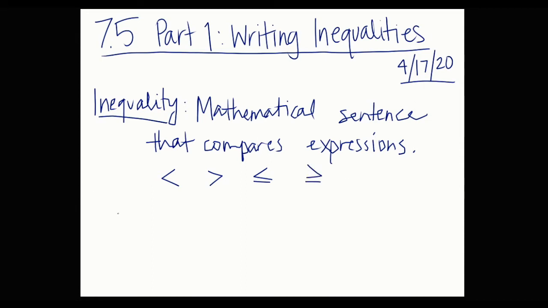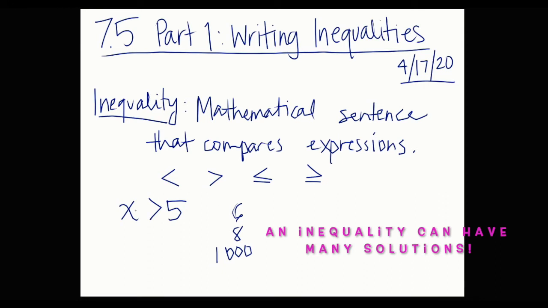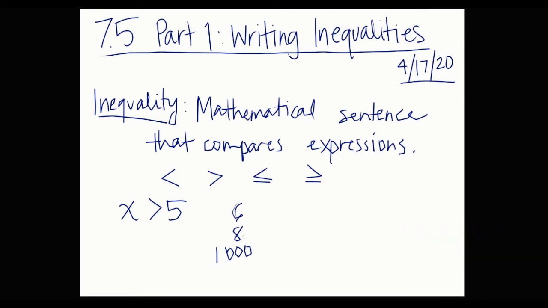So we might see something like this: X is greater than 5. This means X could be any number bigger than 5. X could be 6, X could be 8, X could be 1,000. This is the difference between an inequality and an equation. Equations have one solution, usually. Inequalities can have many. They can have infinitely many. So there are infinitely many numbers that are greater than 5. That means X has a lot of different solutions.